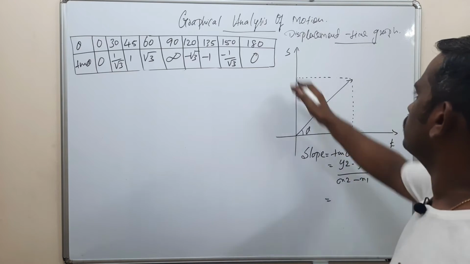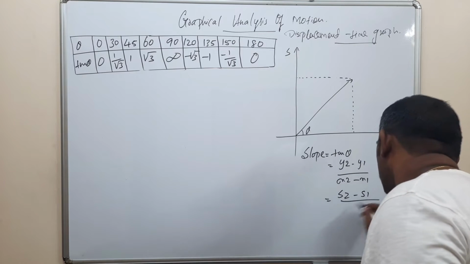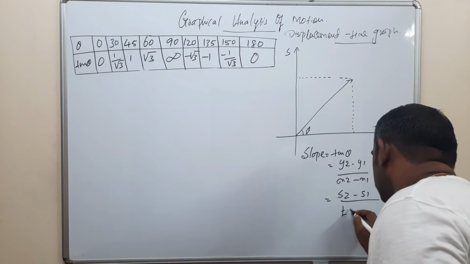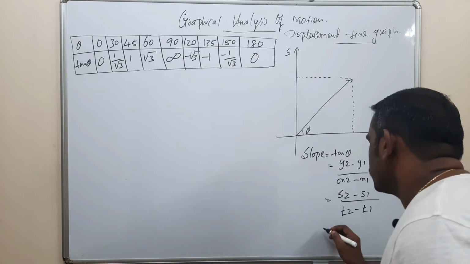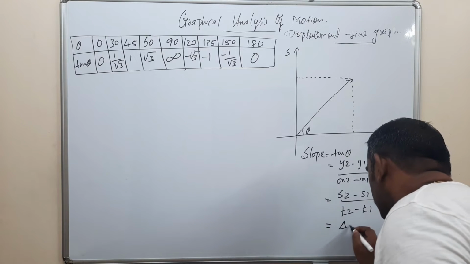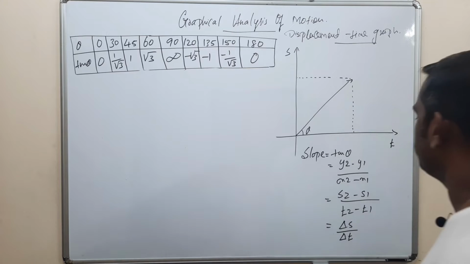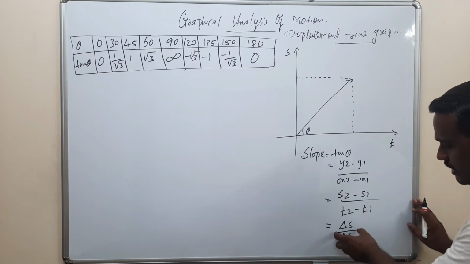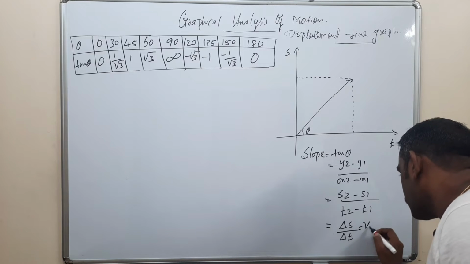In the y axis we have displacement, so s2 minus s1. In the x axis, time, that is t2 minus t1. So that's equal to change in displacement, that is delta s, divided by change in time, that is delta t. So delta s, change in displacement divided by change in time, that's equal to velocity.